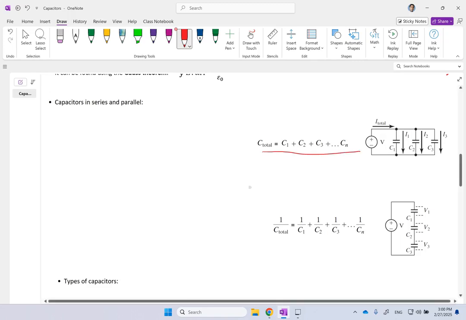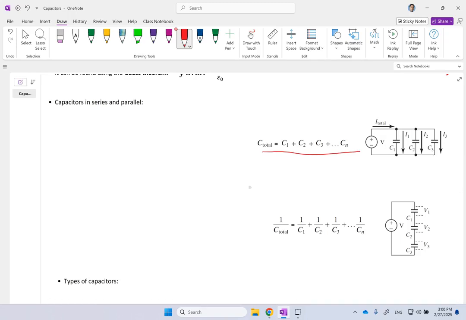If they are in parallel, equivalent is sum of them. If they are in series, then 1 over equivalent is sum of the reciprocals. So this is exactly the opposite of resistors. Resistors, the summation was in series. This sum of reciprocal was in parallel. You see, capacitors are exactly opposite of resistors.